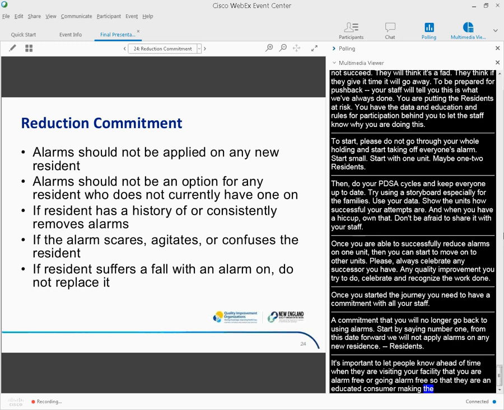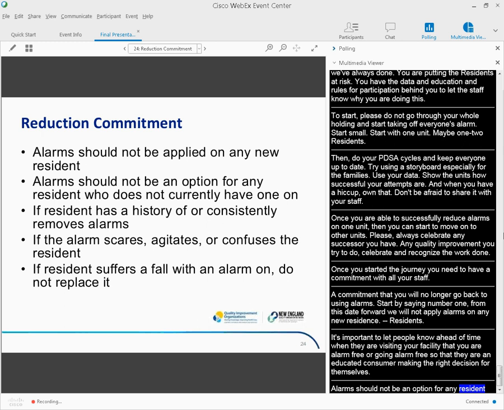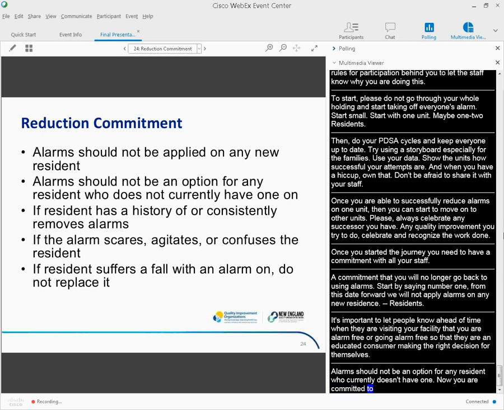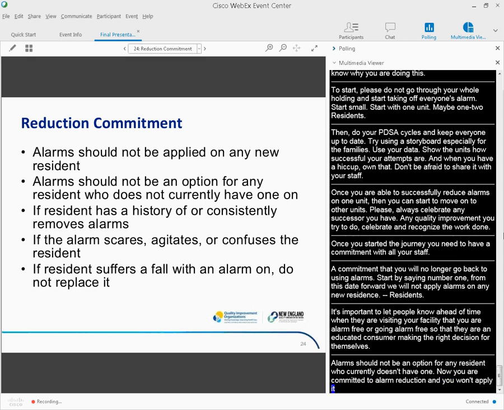An alarm should not be an option for any resident who currently doesn't have one. So now you're committing to alarm reduction. So you will not apply alarms to any new residents that are coming in. Any resident that currently has no alarm will not have one placed on them.